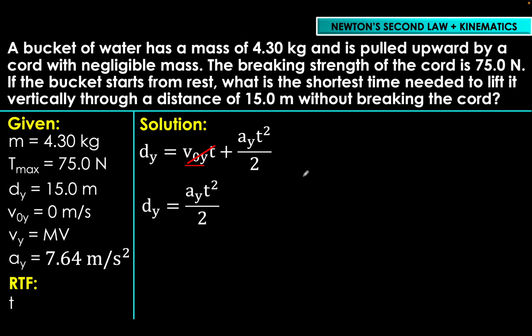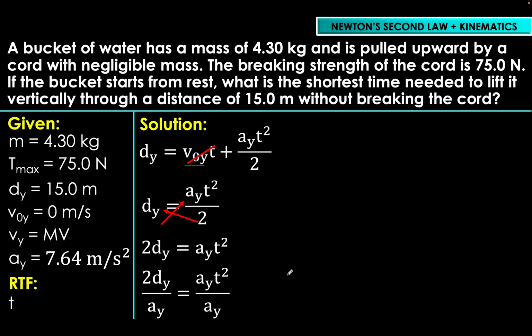We end up having d sub y equals a sub y t squared divided by 2. And then we cross multiply this because we want to have it written linearly so we can easily isolate time, which is the one that we're solving for. So we end up having 2 d sub y equals a sub y times t squared.